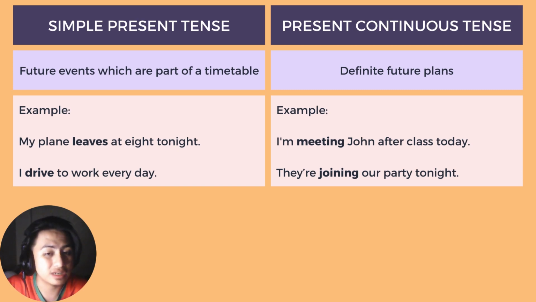For the next example, for the last one, they are joining our party tonight. So basically, it is confirmed, it is definite that they are joining our party tonight. Means that we expect the situation to happen. So that's why we use present continuous tense, because the future plans are definite. It is definitely going to happen in our minds. We think that the event is definitely going to happen.